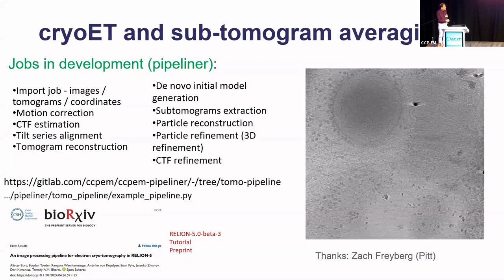This is closely related to Relion 5 Beta 3 that Shaw announced a couple of days ago. To repeat his email, the bioRxiv paper on that is just out, and there's a tutorial for doing tomographic subtomogram averaging in Relion, and the Doppio interface will follow that pretty closely.